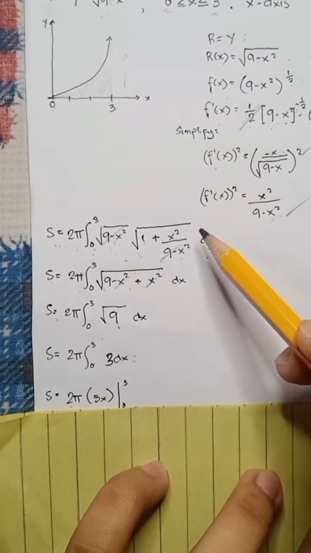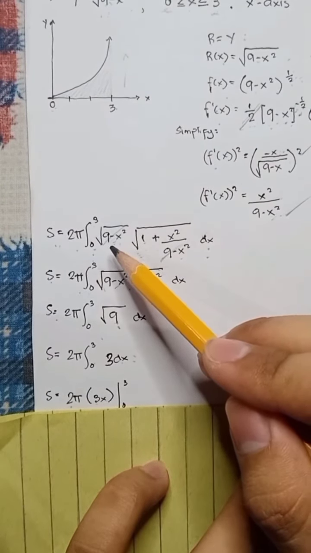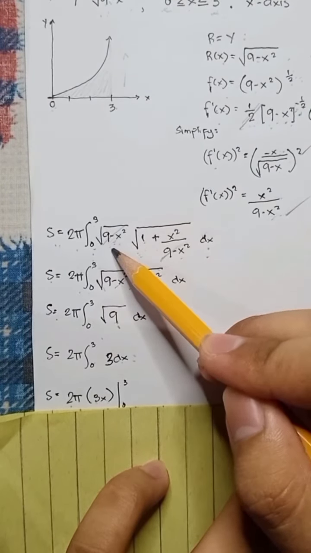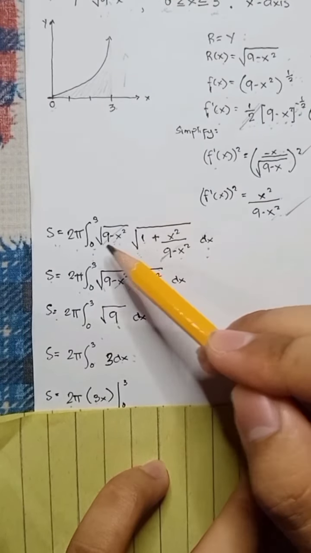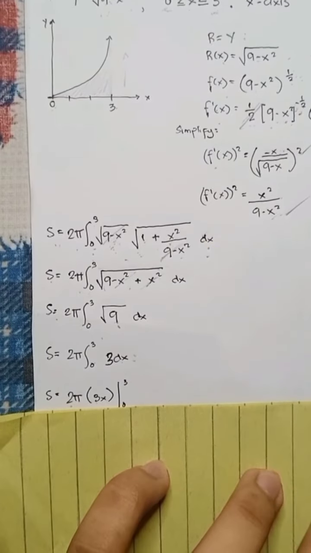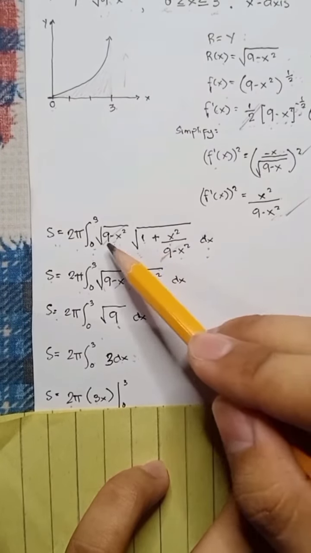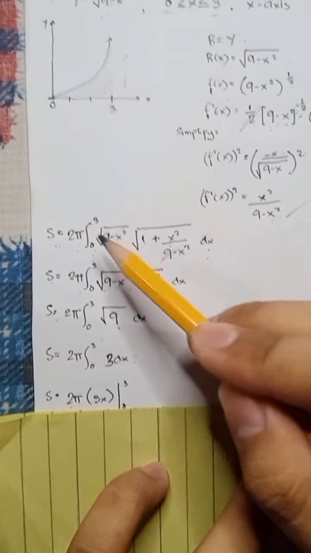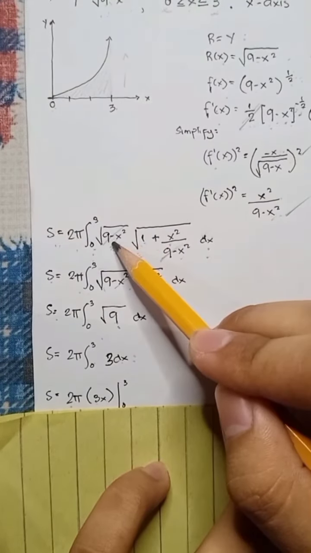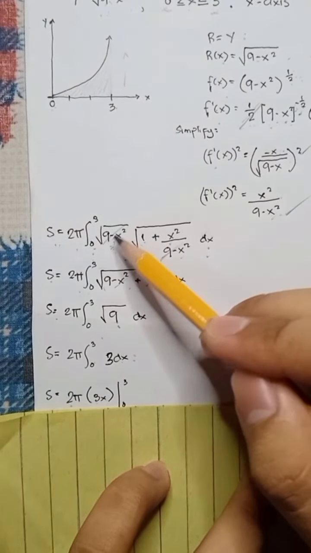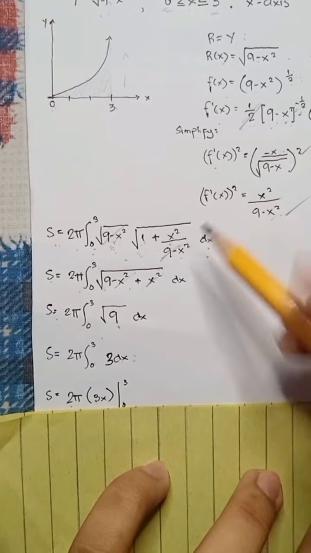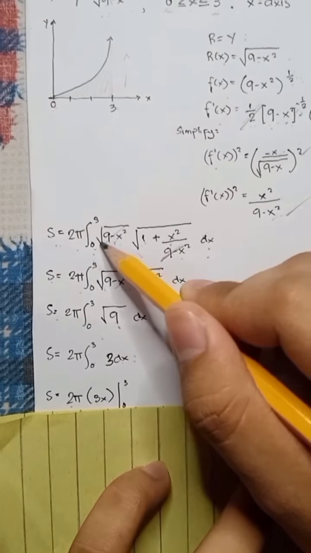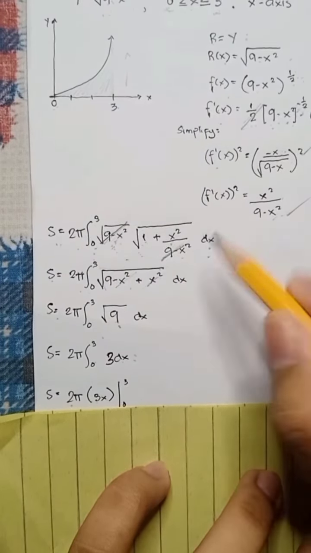Next, mangyayari dito is i-distribute natin itong r(x) natin or yung square root of 9 minus x squared dito sa kabilang equation or katabi niya. So, mangyayari, square root of 9 minus x squared times 1 is magiging isang square root na lang siya. Mapupunta sa loob yung 9 minus x squared. And then, i-distribute natin siya dito. X squared over 9 minus x squared. Ang mangyayari is, makakancel na lang tong dalawa dahil nga same values sila.